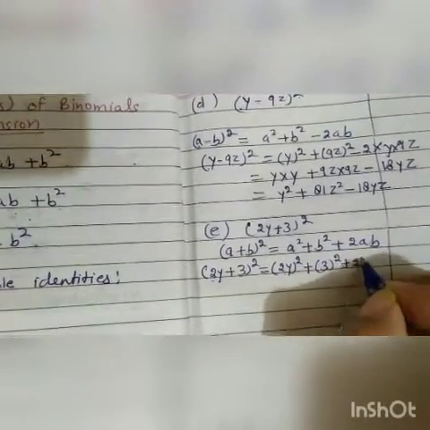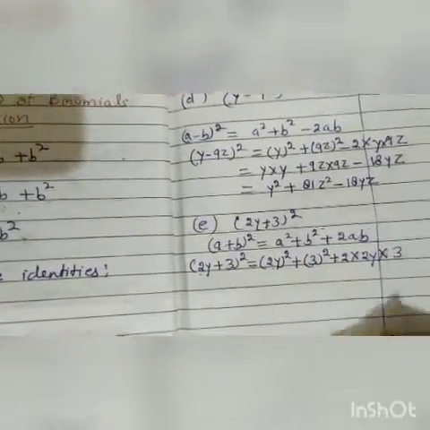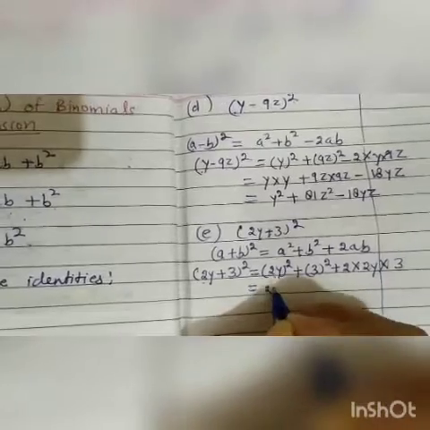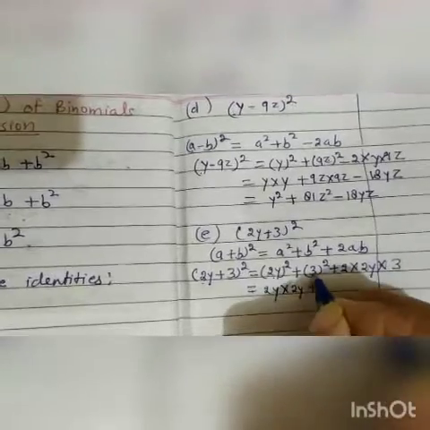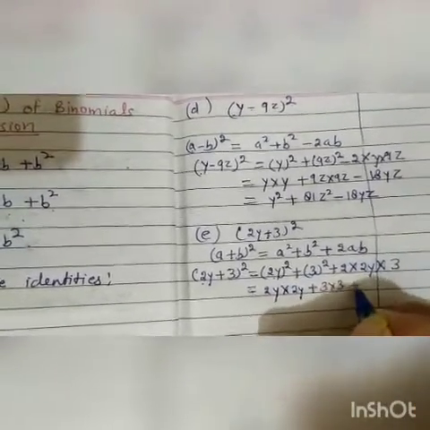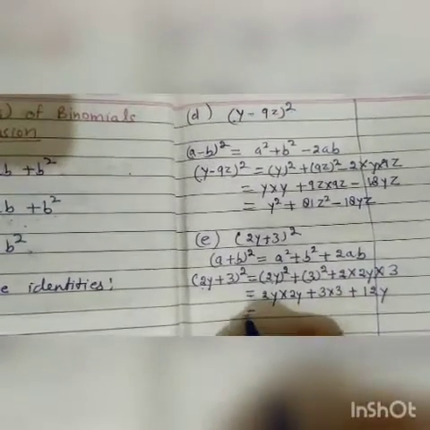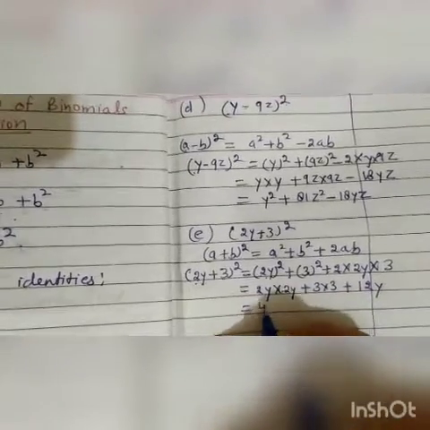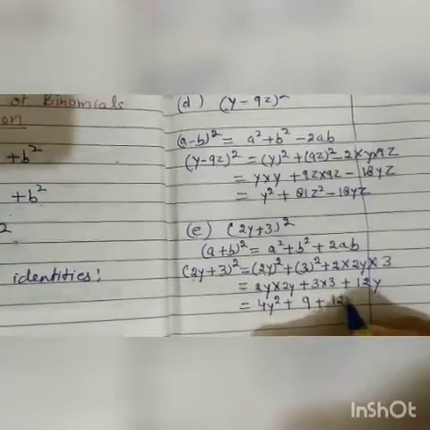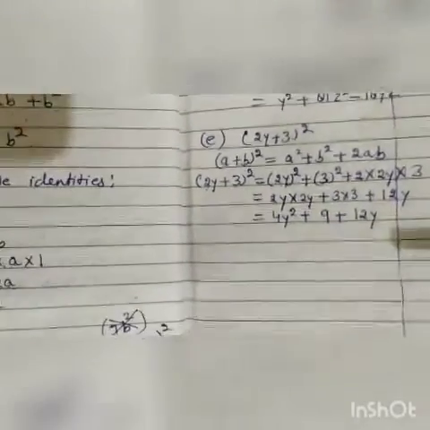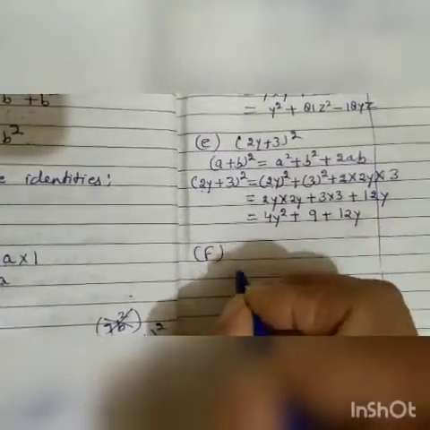This plus 2 into A. A means 2y into B. B means 3. Then (2y) square means 2y multiply 2y. Then this plus 3 square means 3 multiply 3 plus 2 times 4, 4 times 3 is 12y. Now 2y into 2y, 2 times 2 is 4y square plus 3 times 3 is 9 plus 12y. This is our E part. Now next is F.